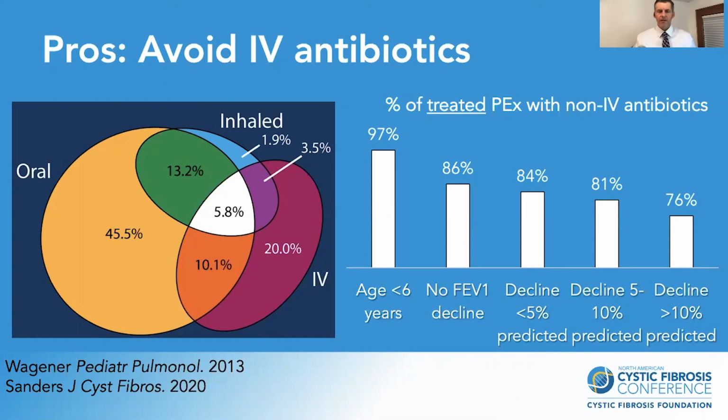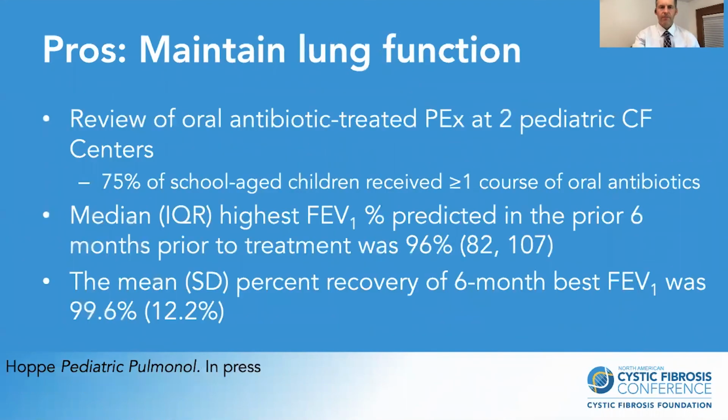Essentially for everybody 6 and under, we begin with oral antibiotics, 97% of exacerbations there. That goes down as FEV1 declines get longer, but even with the largest FEV1 declines greater than 10%, we're still treating with oral antibiotics 3/4 of the time.